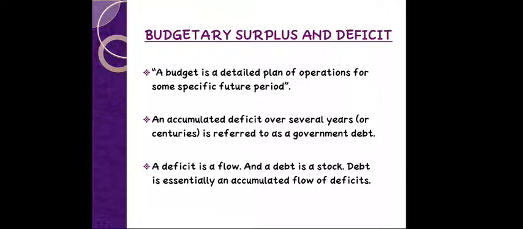The next one is budgetary surplus and deficit. A budget is a detailed plan of operations for some specific future period. An accumulated deficit over several years is referred to as government debt. A deficit is a flow and a debt is a stock. Debt is the accumulated flow of deficits.